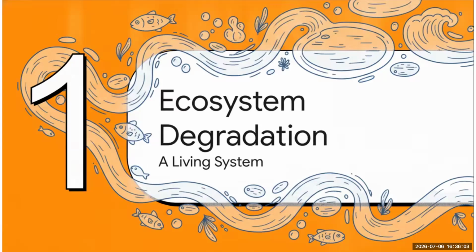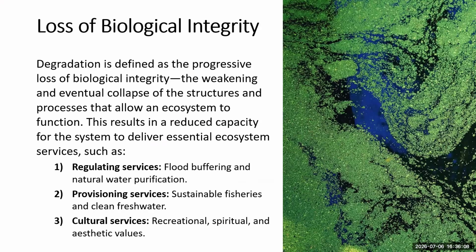Now, the first part of our lecture today, that is ecosystem degradation. Let's discuss biological integrity first. Simply put, biological integrity refers to an ecosystem's ability to maintain a healthy, balanced, and self sustaining community of organisms, much like it would under natural conditions. When an ecosystem is degraded, it gradually loses this biological integrity. As that happens, it becomes less capable of providing important ecosystem services such as reducing floods, naturally purifying water, supporting fisheries, supplying clean fresh water, and even offering recreational and cultural benefits that people value.